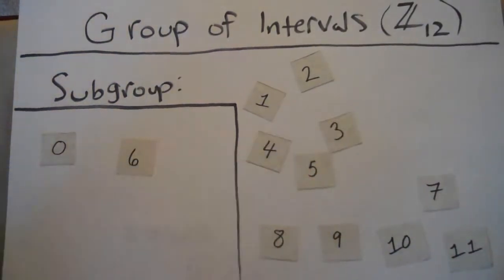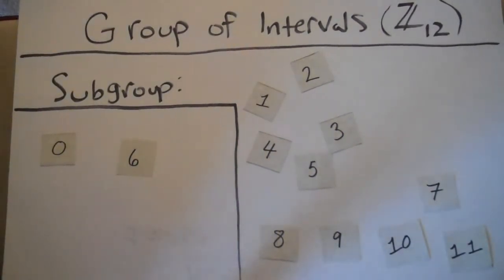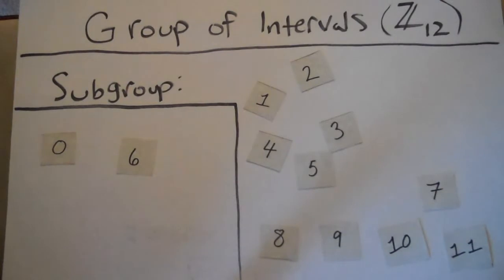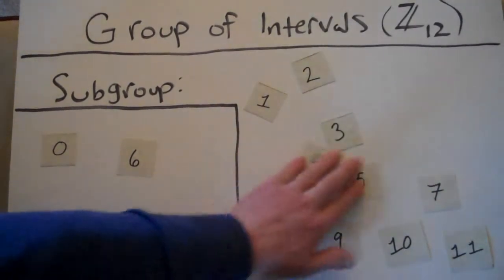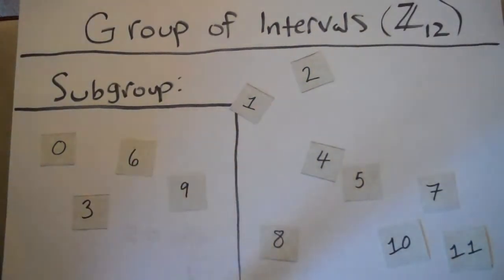So we either have 4 and 5 or something else, but we also know that they have to be closed under the group operation within the subgroup. So 4 and 5 won't work since 4 plus 6 is 10, and 10 is not in the subgroup. So it leaves us with 3 and 9. So 0, 3, 6, and 9 is going to be our subgroup, and this satisfies our axioms.